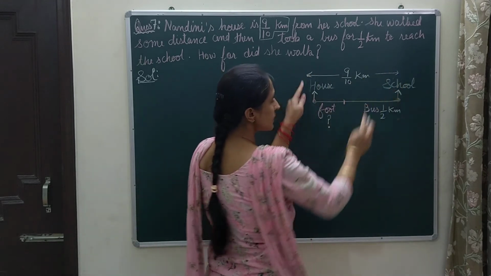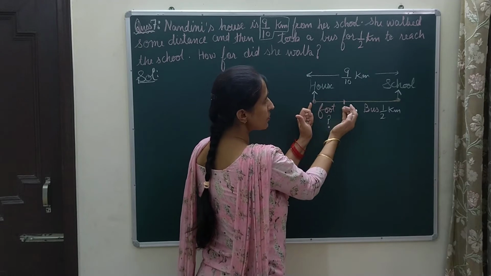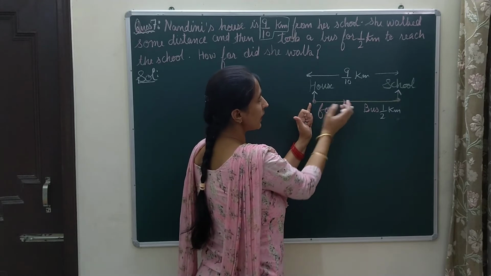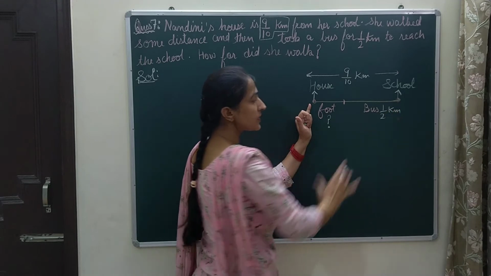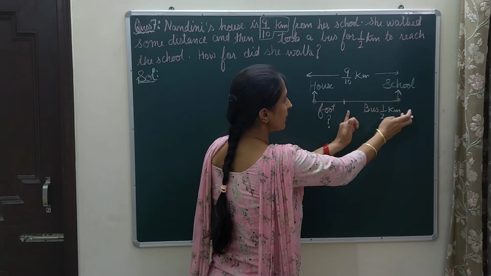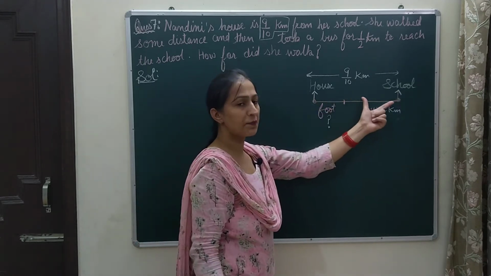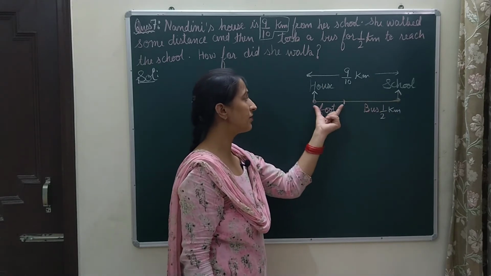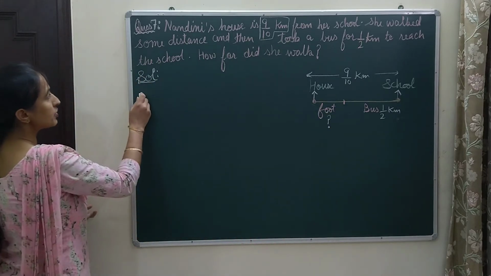So you have the total distance, you have this much gap. In order to find this gap from the house, which is the distance she traveled by foot, you will be subtracting the distance traveled by bus from the total distance. So we have the total, we have the distance traveled by bus. In order to find the distance traveled by foot, we will be subtracting both of these. Out of the total, we will subtract this distance and we will come to know how much she traveled by foot. Let us start the question.